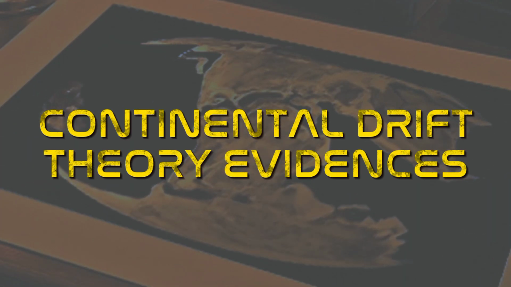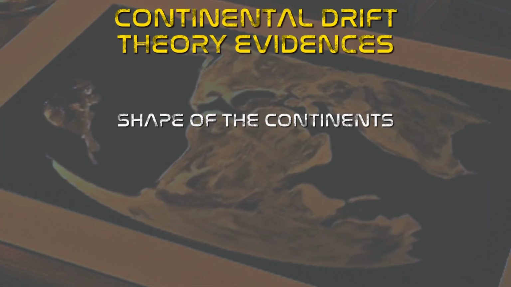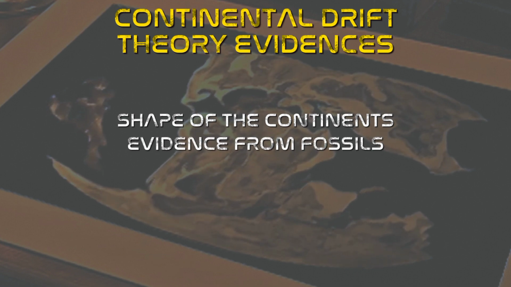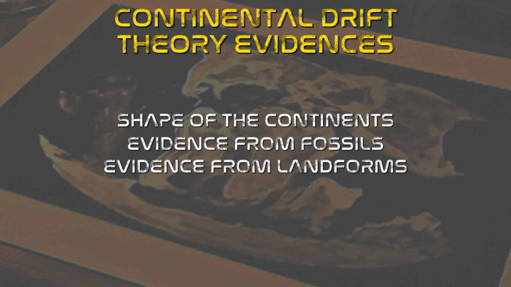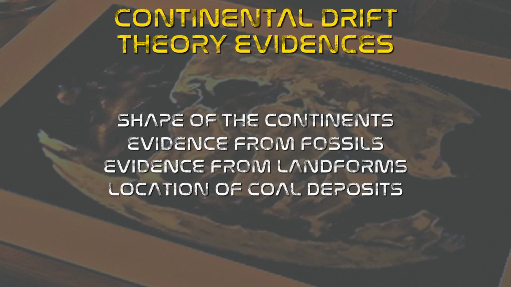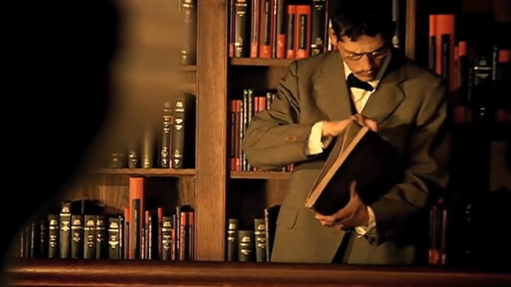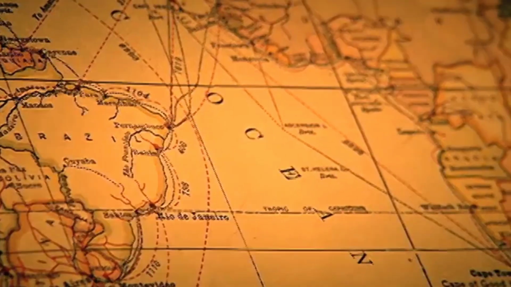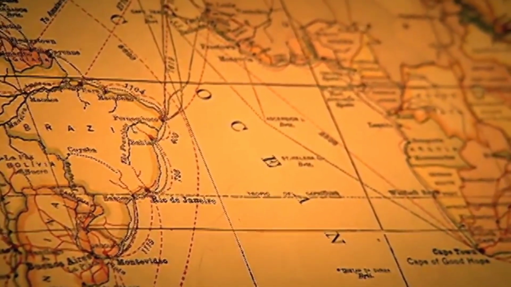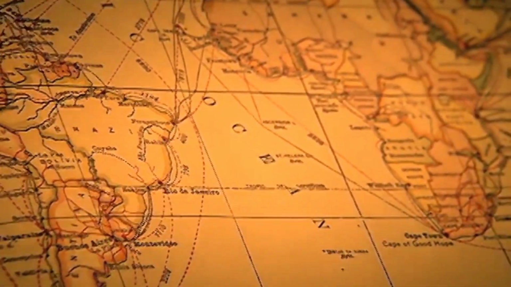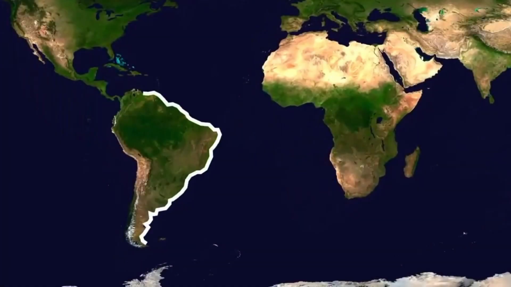Continental drift theory evidences: shape of the continents, evidence from fossils, evidence from landforms, location of coal deposits, evidence of climate. Shape of the continents. Wegener also provided evidence of continental drift by looking at the physical shape of continental coastlines. The shape of continental coastlines visibly match up like pieces of a puzzle.